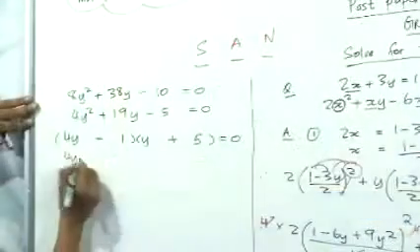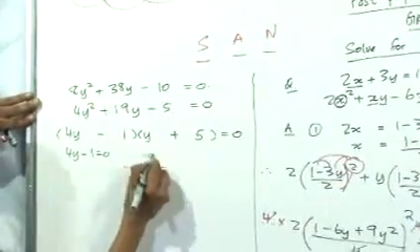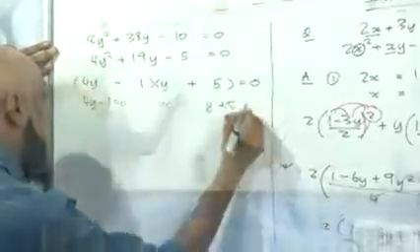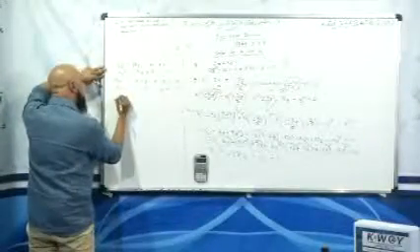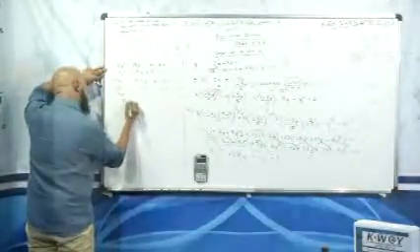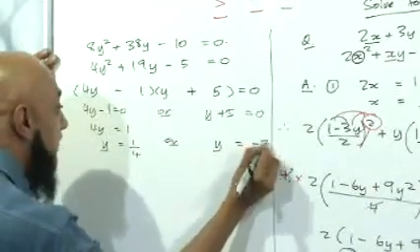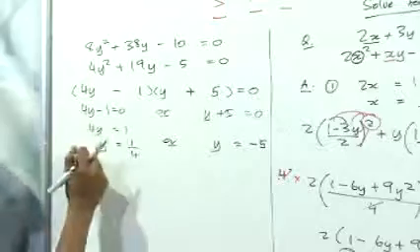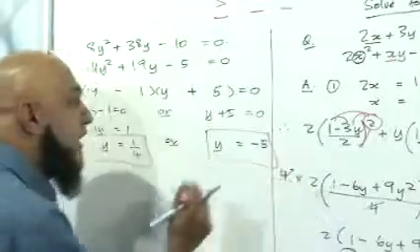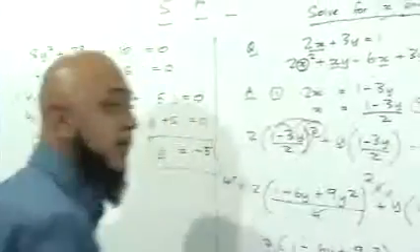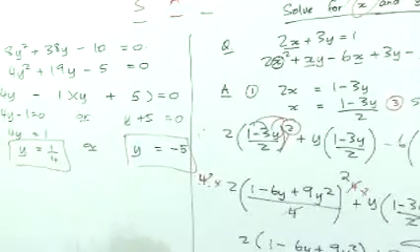Okay, so now let's go. 4y minus 1 equals 0, or y plus 5 equals 0. Solve for y. 4y is equal to 1, y is equal to 1 over 4, or y is equal to minus 5. We've now solved for y. We still need to solve for x. We haven't yet solved for x. So now let's start solving for x, guys.